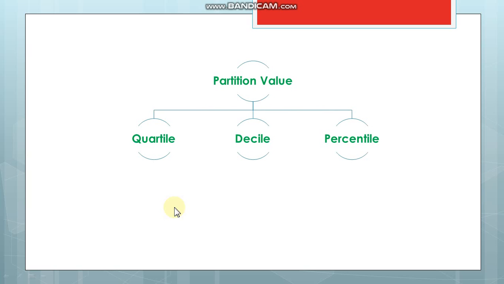So that is how in simple we have covered the partition values, and in partition values we have covered three things, that is quartiles, deciles and percentiles.